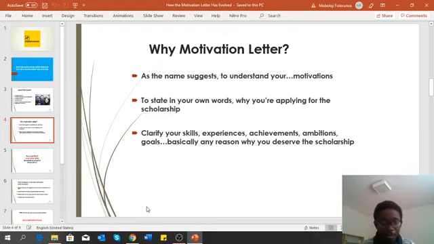Because when you are submitting your applications, there are thousands of other motivation letters. So it's either they pick yours and ignore others, or they ignore yours and pick the others. So you need to state with cogent, strong reasons why they should give you this scholarship and ignore the application of the other person.